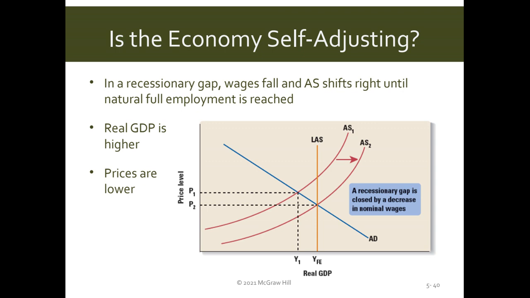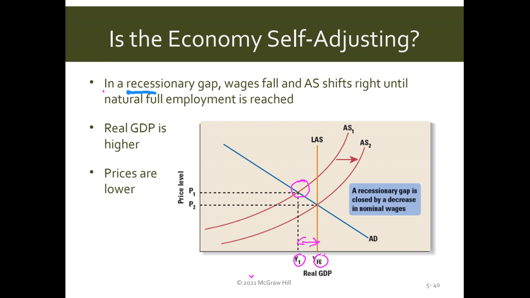Let me change the font size. That's working. So now see this. So the economy right now, this is the equilibrium GDP. This is the full employment. So we have a recessionary gap.